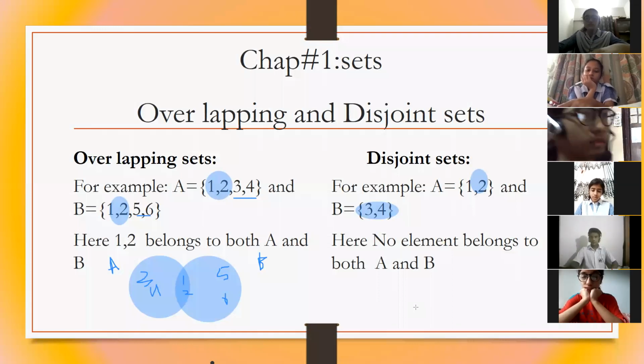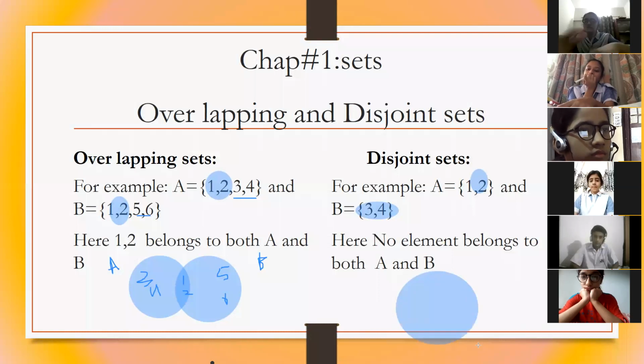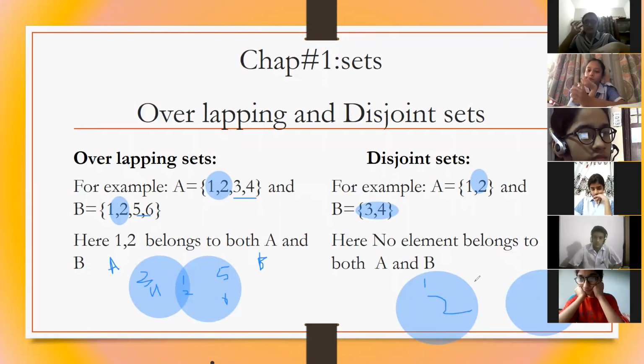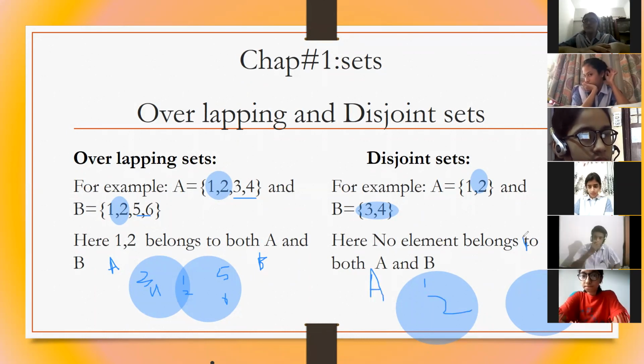If we draw the Venn diagram, Aisha Ijaz, if we draw the Venn diagram, this circle is for set A, this circle is for set B, it's very far away. So I can write the elements 1, 2 here. I can write for A. This is a circle for set A. This circle is for set B. Are you getting my point? So here we get 3 and 4.